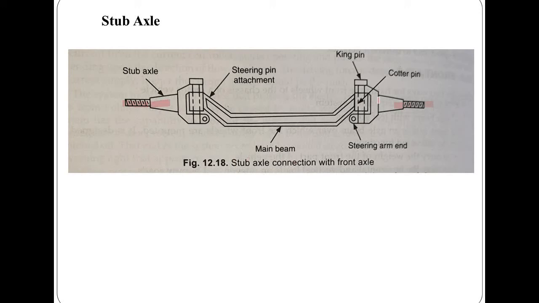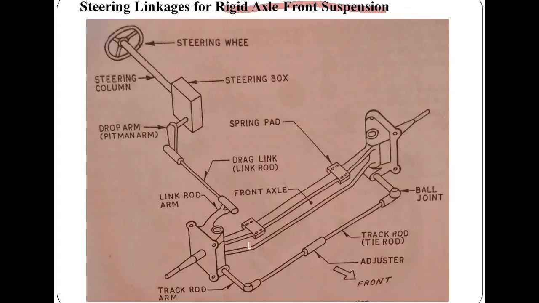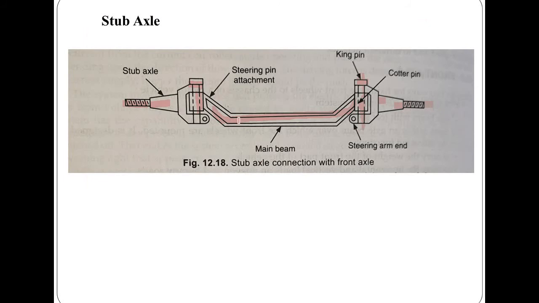This is the stub axle, and here this is the quarter joint, and this is the kingpin. In similar manner, this is the kingpin, and here is the quarter joint. This is the main beam as shown in the previous diagram. So over this main axle the wheels are mounted, and here this is the main beam, and this is the steering arm end. So this is the stub axle connection with the front axle.